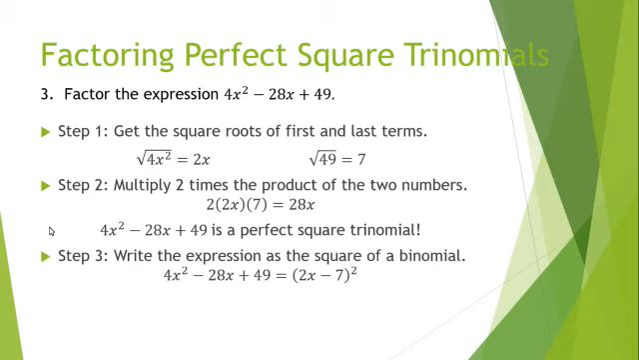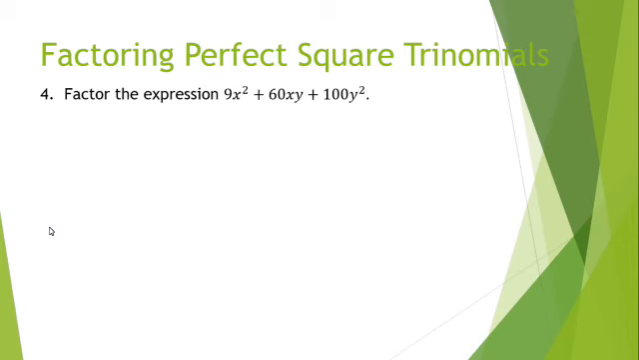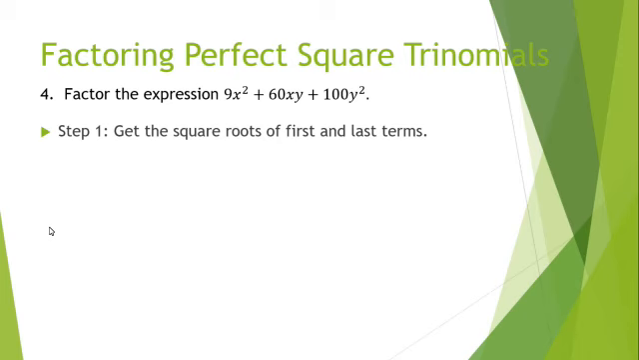Now, let us proceed to the last example. Number 4. Factor the expression 9x squared plus 60xy plus 100y squared. Following the same steps, we have step 1. The first term is 9x squared, while the last term is 100y squared. Their square roots are 3x and 10y respectively. Notice where 9x squared and 100y squared came from.